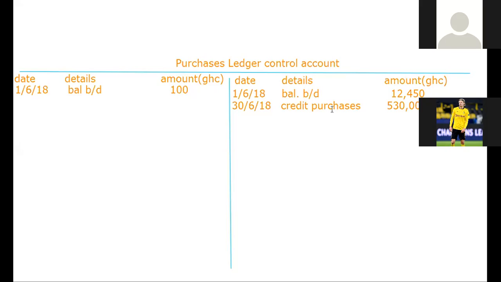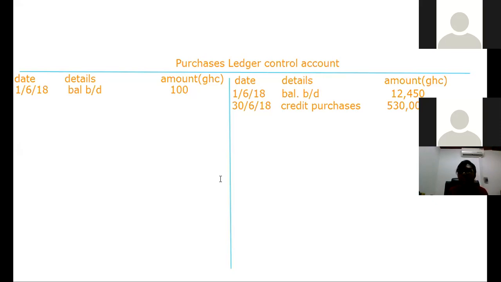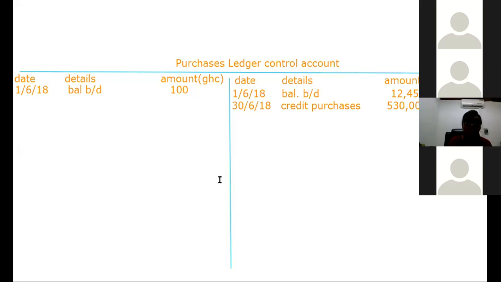But it won't be recorded. Benedict, are you correcting yourself? It won't be recorded because it is not a credit transaction. The control accounts are for credit transactions. So any cash transaction is not recorded, except where the cash transaction relates to earlier credit transactions. Let's take note of that. Somebody put it in the chat box that it will be debited. It should not be debited. Let's move to the next one.